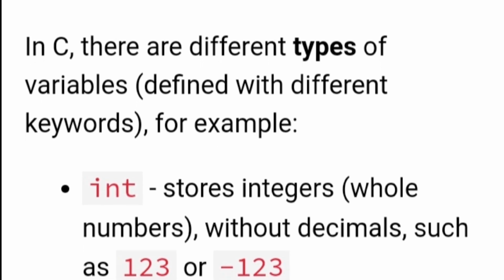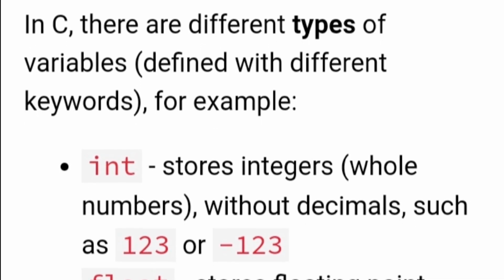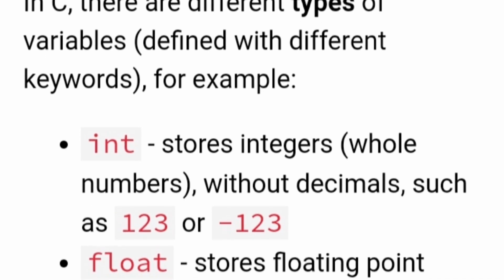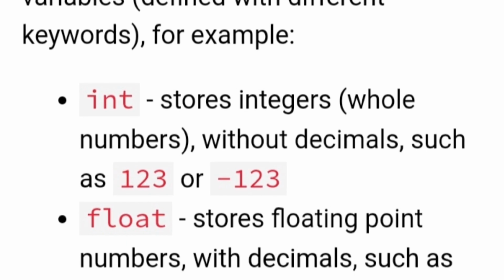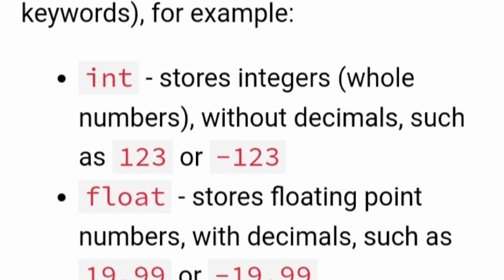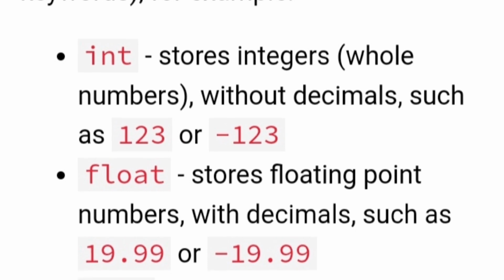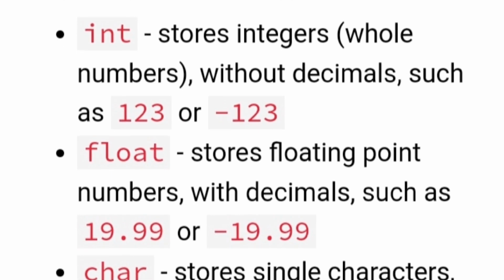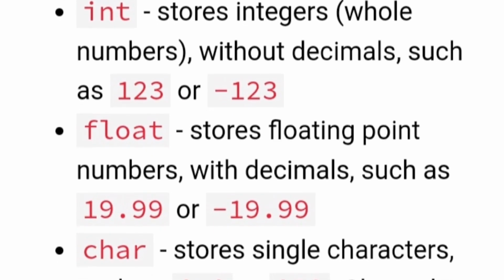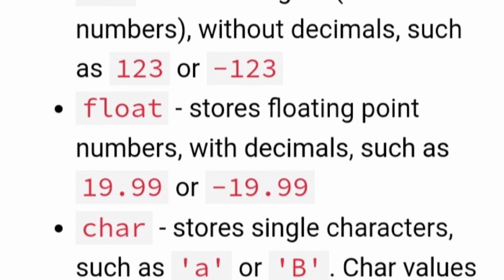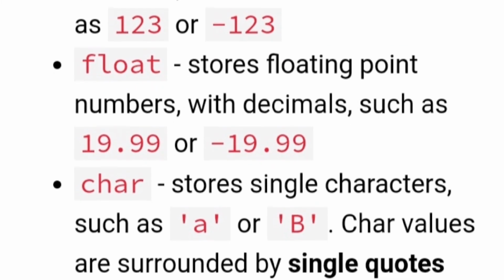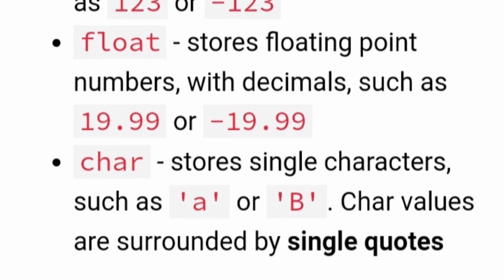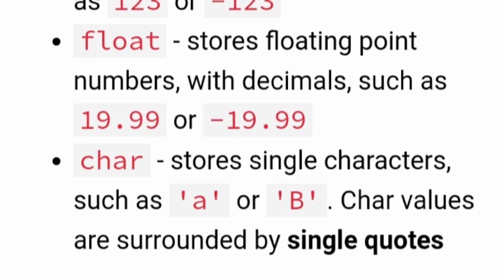For example, int stores integers, whole numbers without decimals, such as 123 or -123. Next, float stores floating point numbers with decimals, such as 19.99 or -19.99. Next one, char stores single characters, such as 'A' or 'B'. char values are surrounded by single quotes.